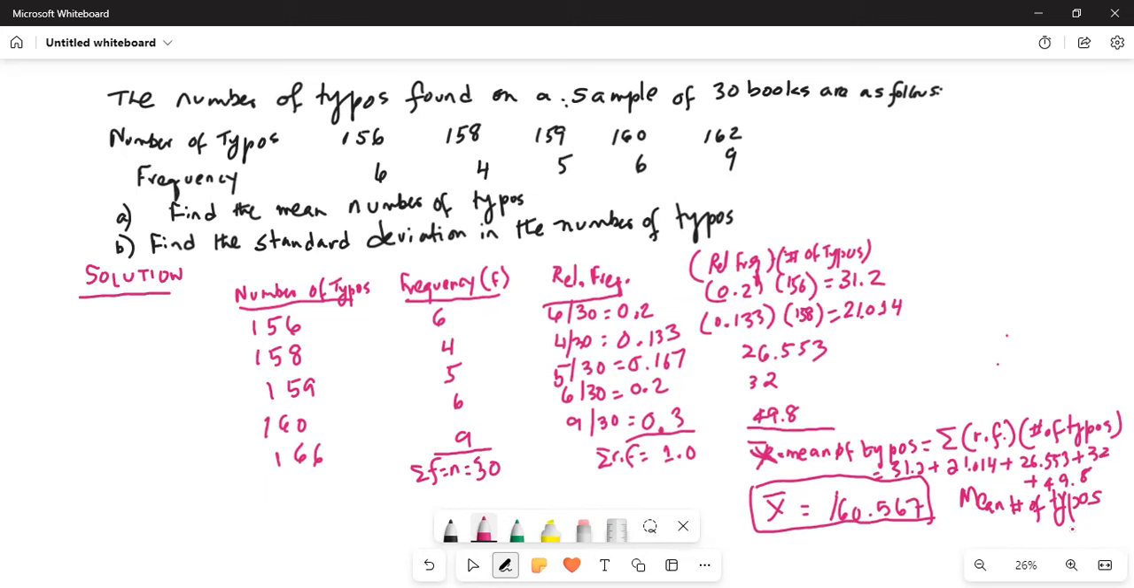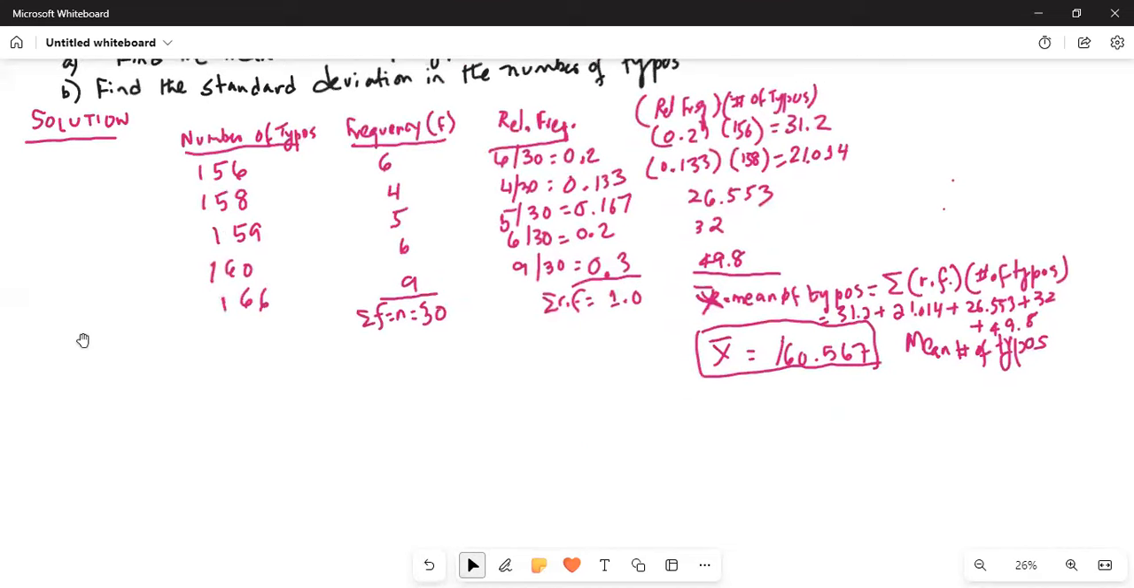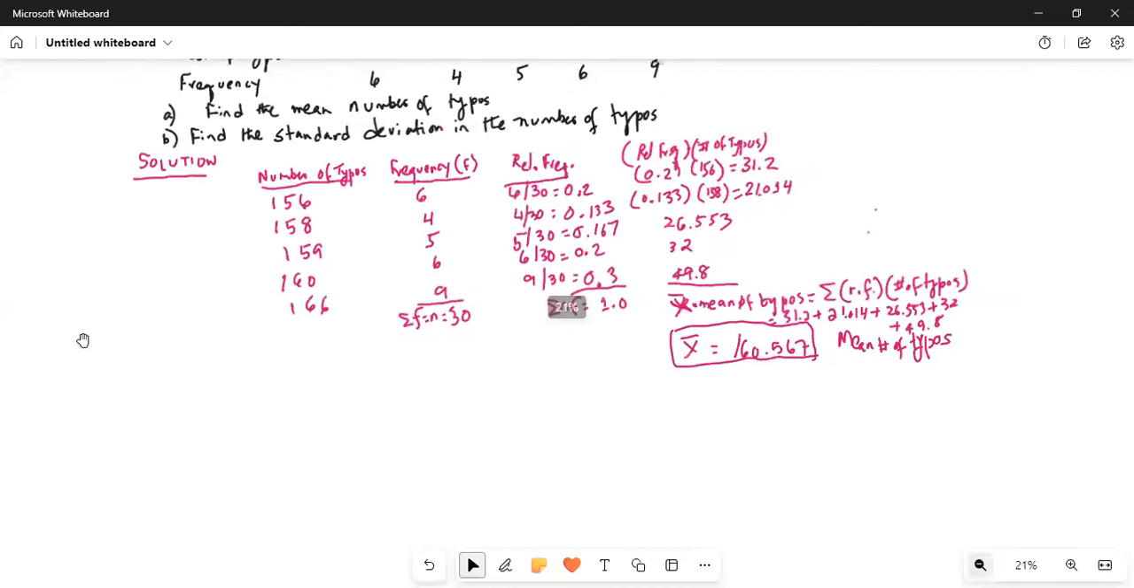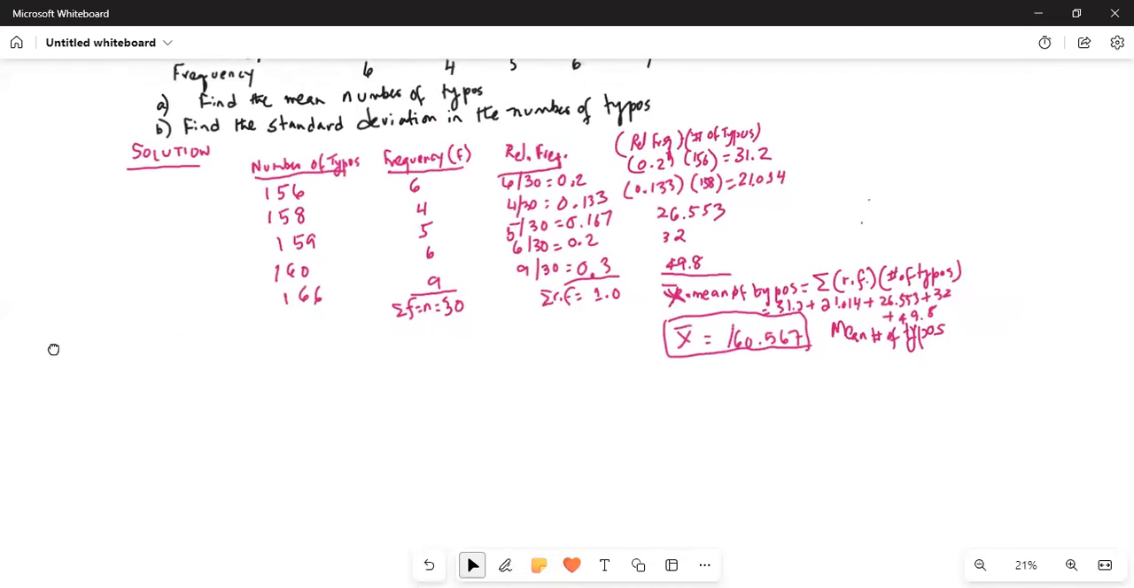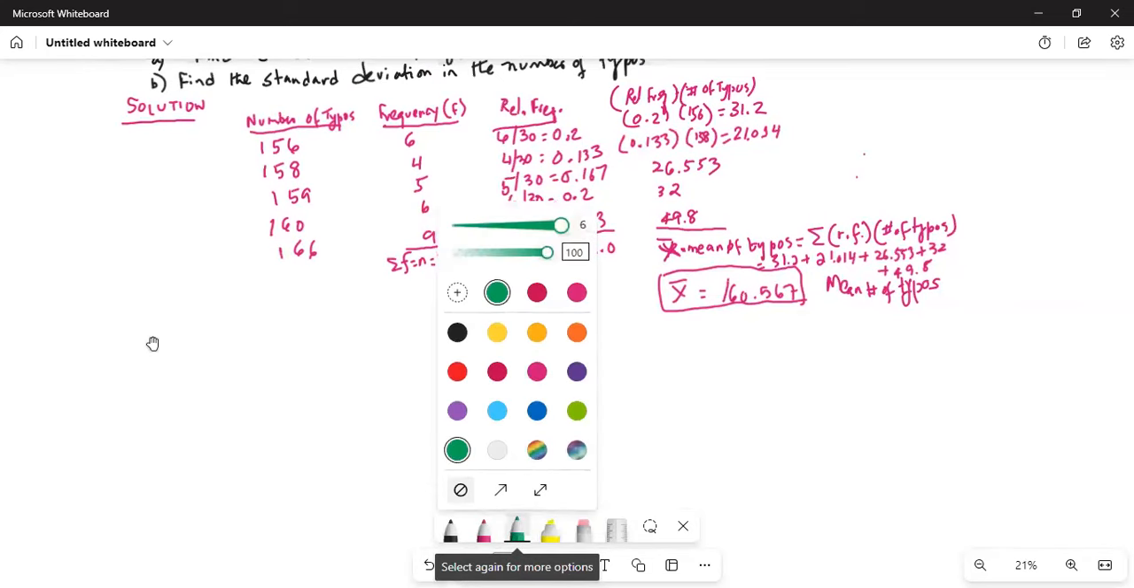Now I need to find the standard deviation of the number of typos. So let me create some space. Okay. Let me move this up a little bit. Okay. So now I change the color of the ink also. Yeah, make it green.